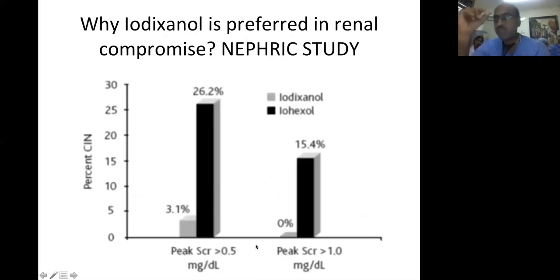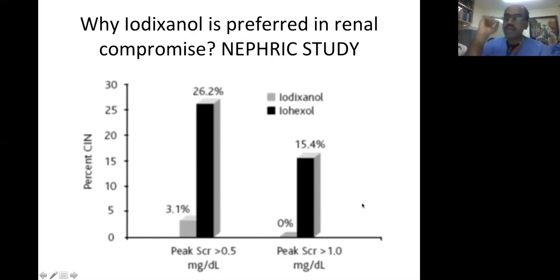We spoke about Visipaque being one of the good agents, because Visipaque, which is iodixanol, is an isoosmolar contrast. It has an osmolality similar to our blood. They identified that in comparison, the black one is Omnipaque and the gray one is Visipaque, and the incidence of contrast-induced nephropathy is much, much lower whenever you are giving Visipaque.